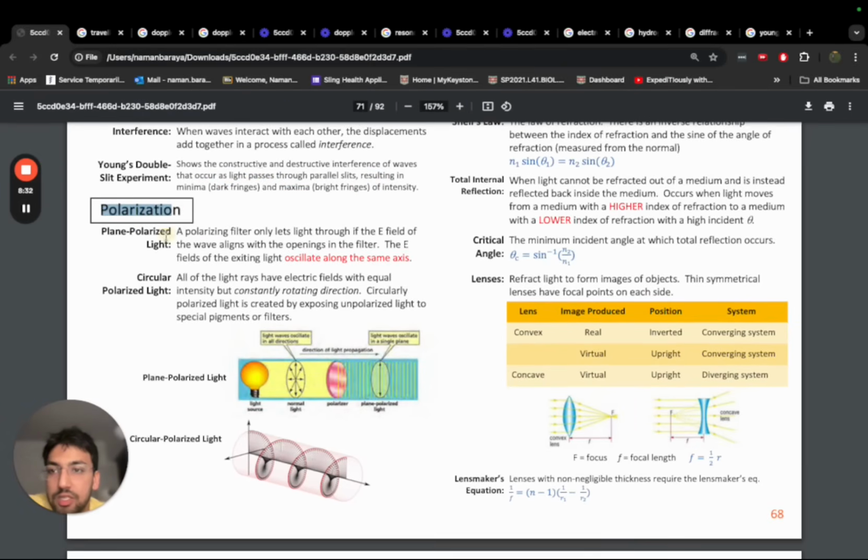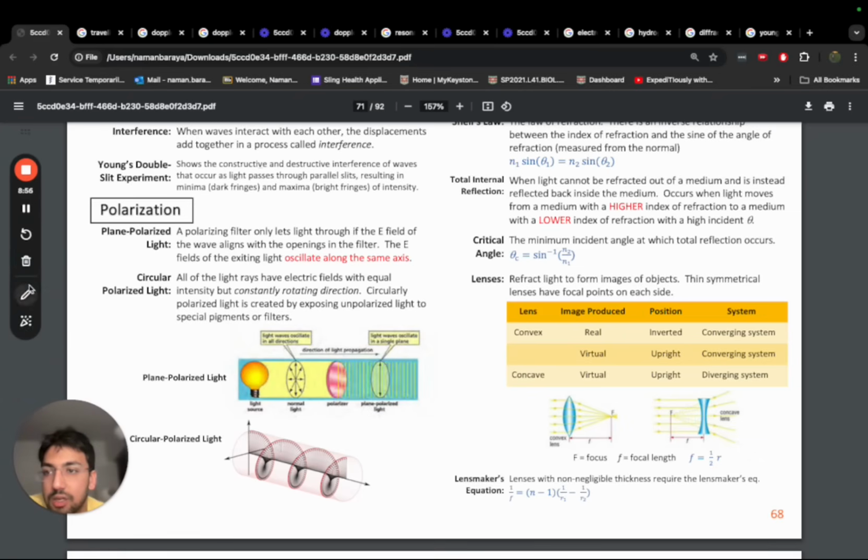Then we have polarization. Plane polarized light is like when you're wearing polarizing glasses, and it only lets light through a filter if the electric field of the wave aligns with the openings of the filter. So remember, the electric field is in a certain direction, and so the electric fields of the exiting light oscillate on the same axis.